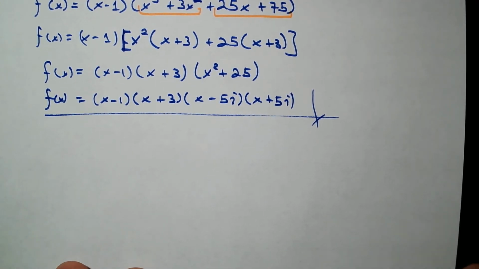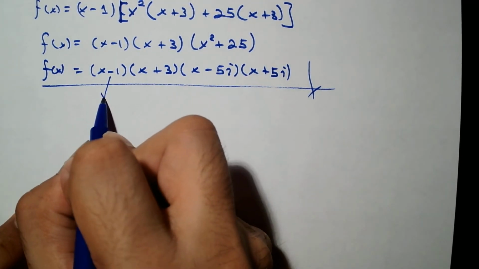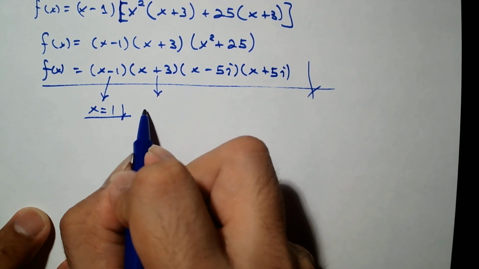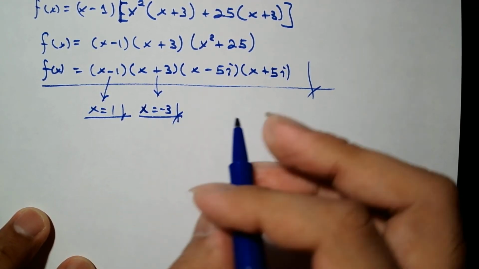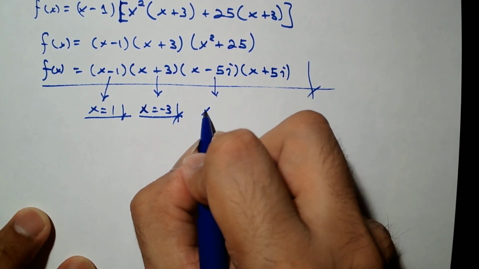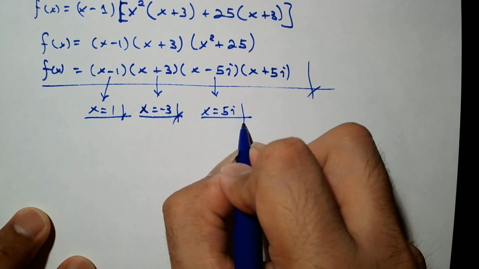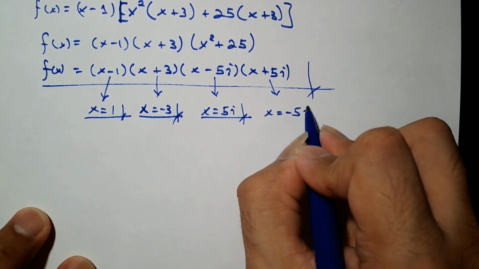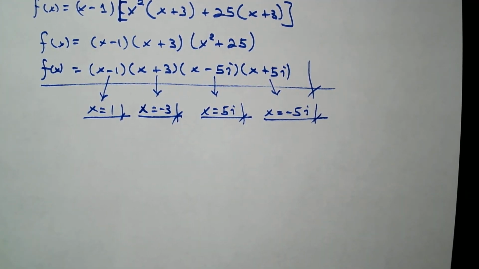Now they're asking us for all the zeros. So in this case, one of the zeros is x equals 1. The other zero is x equals negative 3. The other zero, x equals 5i. And x equals negative 5i. All right, so those are the 4 zeros.